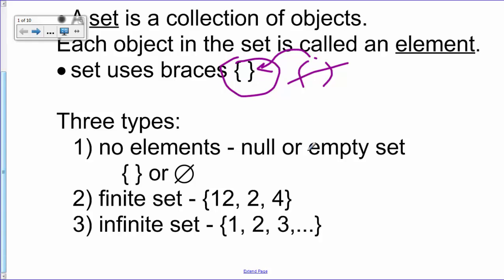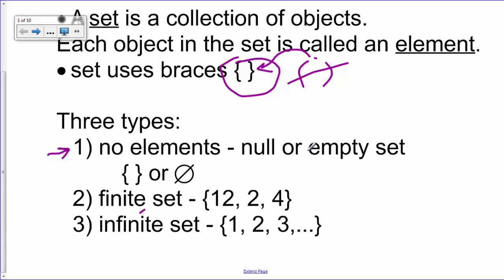We have a set with no elements, which is this first one right here. And if it has no elements in it, that means it's null or empty, and we can show that by giving the braces that have nothing in them, or by drawing a circle and that slash through it.